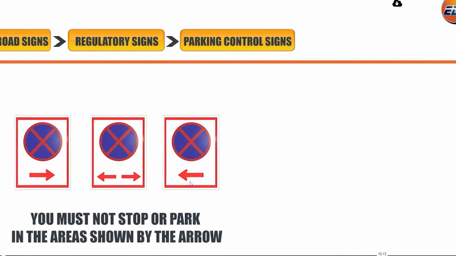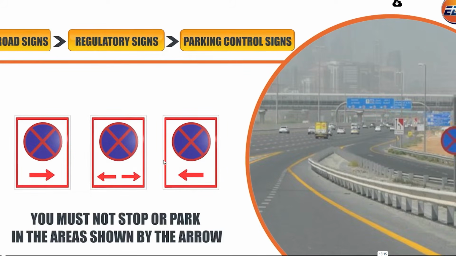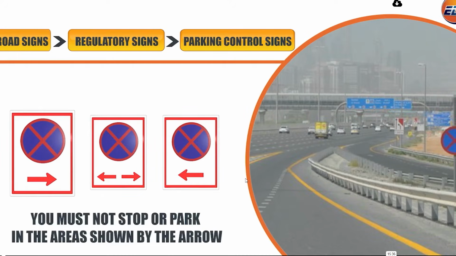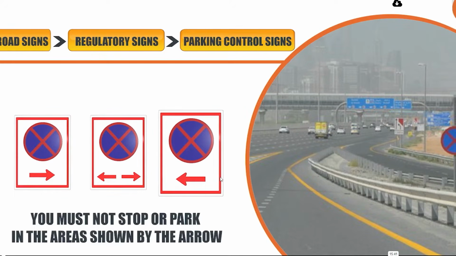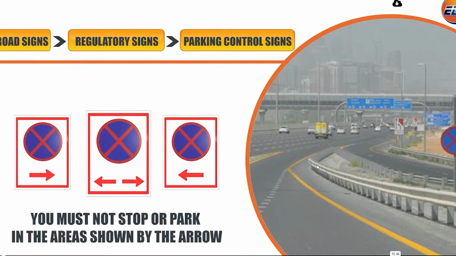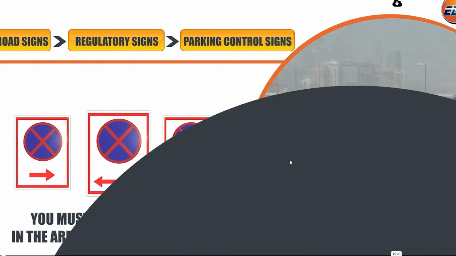No stopping. These parking control signs indicate that you must not stop or park the vehicle in an area shown by these arrows, even if you are sitting in the vehicle. You may commonly find these at government offices, bend roads, lay-by parking, bridges, tunnels, tram areas, schools, and petrol stations. This means stopping or parking is not allowed only towards the right side. This means stopping or parking is not allowed only towards the left side. This means stopping or parking is not allowed on both sides.